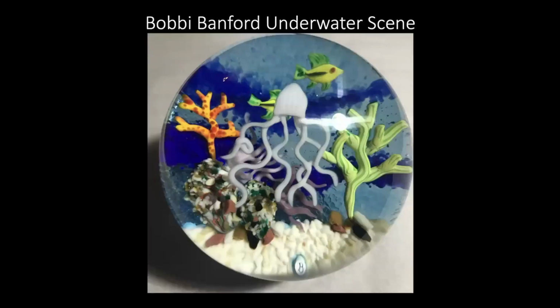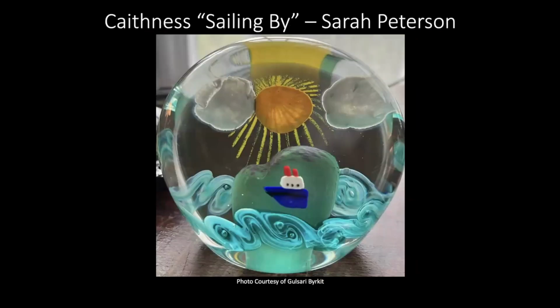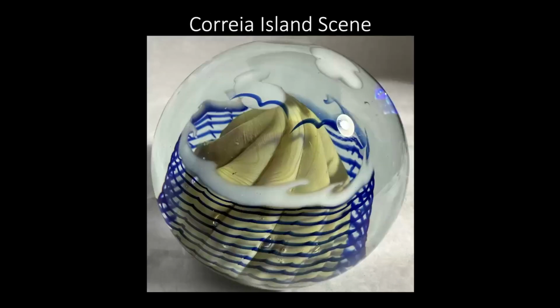There are many undersea weights of coral reefs, tide pools, and so forth, but you don't see very many weights of the ocean itself. This is a stylized one, another Caithness design by Sarah Peterson titled Sailing By. This is a Korea glass design with, I think, an island with birds flying over and clouds and waves.